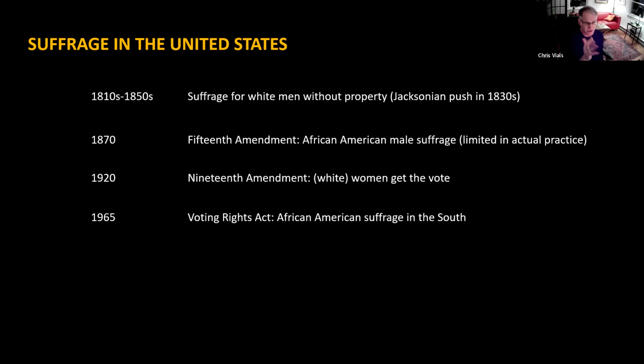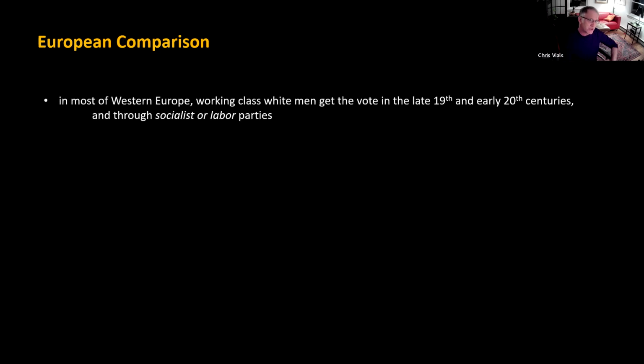And I'm going through this really basic history to make a comparison here and to state that exclusion is in certain ways the norm in US history. But what I also realized when doing this talk, drawing on some work on Western Europe, is that in most of Western Europe, working class white guys got the vote in the late 19th and early 20th centuries, a bit later than in the US, but through socialist or labor parties, right? And it's worth thinking through that for a second.